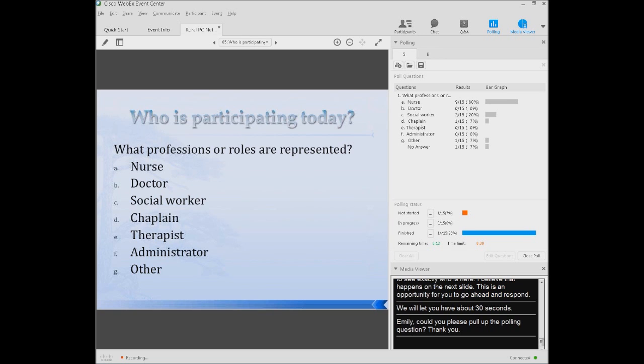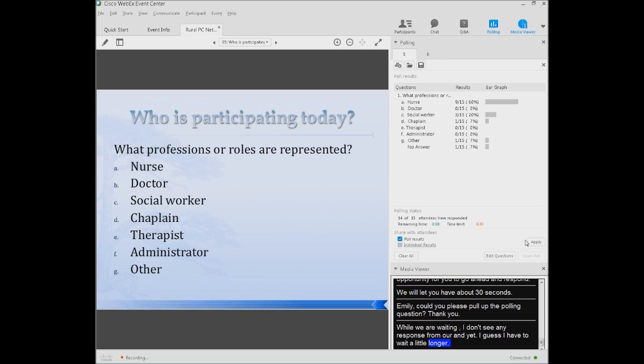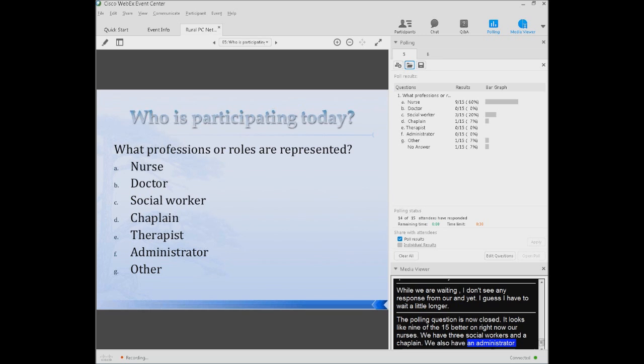Well, we're waiting here. I don't see any response from our end yet. Oh, it's just at 9. Gotta wait a little longer. Okay. Looks like the polling is closed. Oh, there we go. So it looks like 9 of the 15 of you that are on right now are nurses. And we have 3 social workers and a chaplain, an administrator, an other person, which we don't know what it is, and also someone who wasn't able to respond at that time. So a nice mix of people who are working with advanced care planning. Thank you.